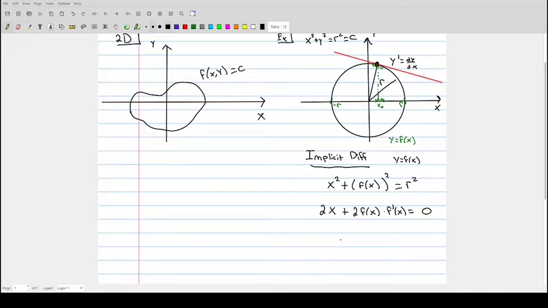And then we can solve for f prime, which is in fact equal to negative x over f of x, or negative x over y on the circle. So this is it. This is the expression that we get for this example by doing implicit differentiation.